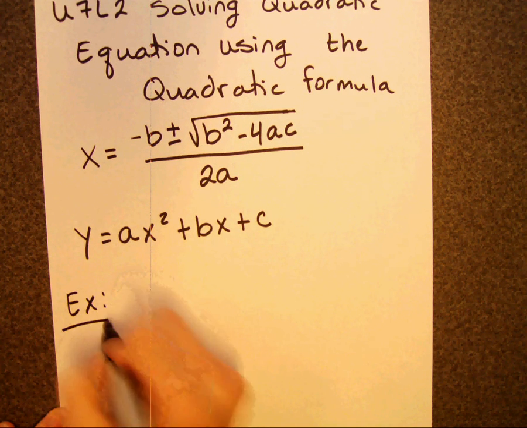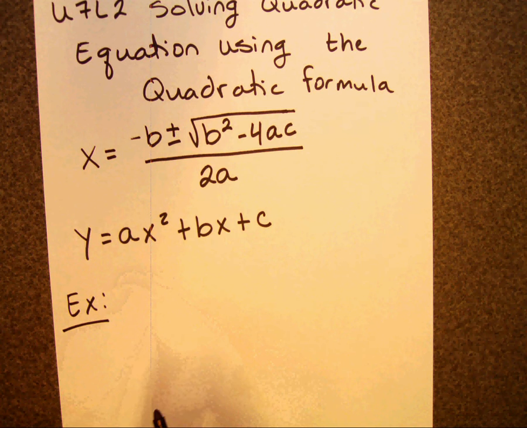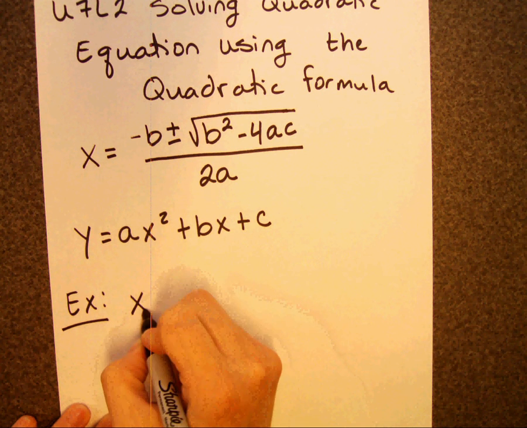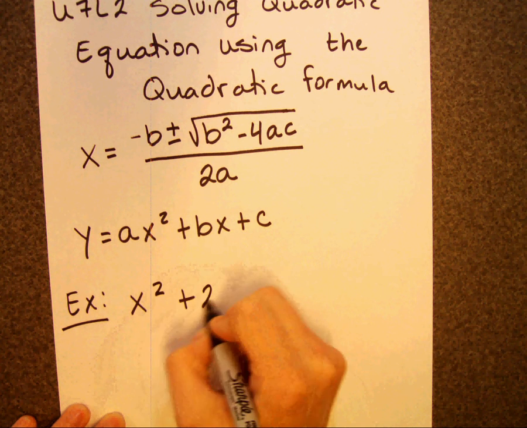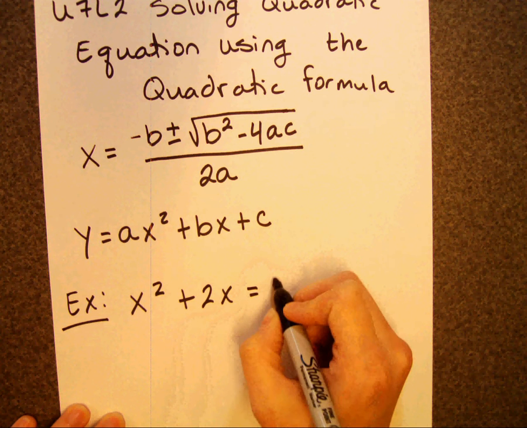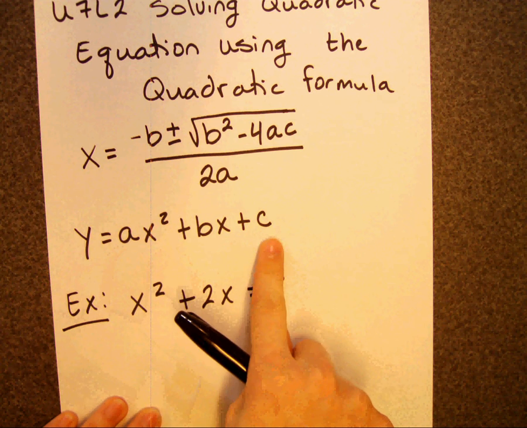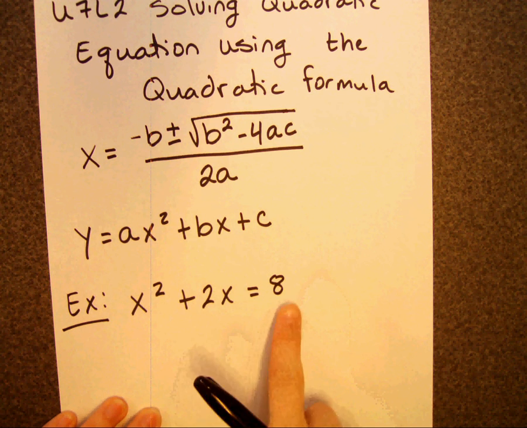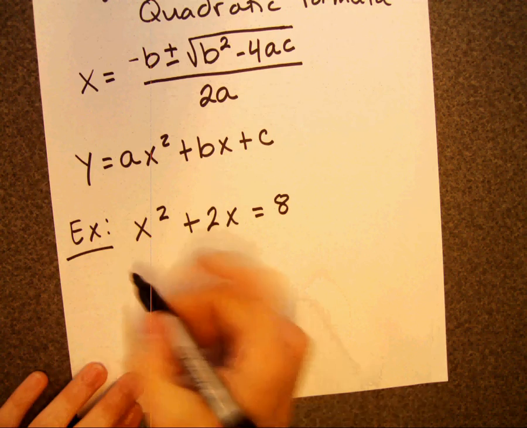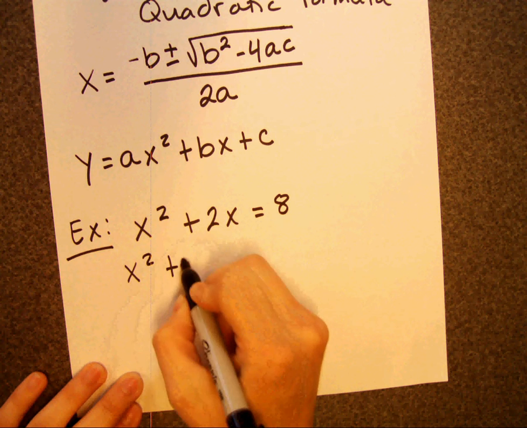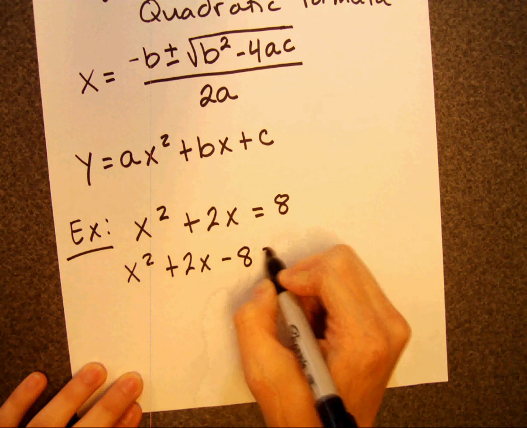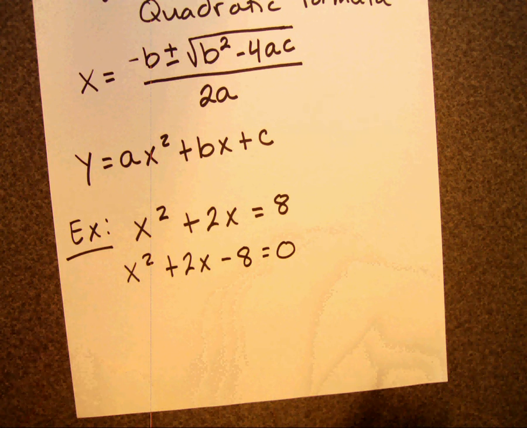So let's look at an example. Let's say I have x squared plus 2x equals 8. Now, in order to use the quadratic formula, I need everything on the same side of the equal sign and 0 on the other side. So I need to move this 8 over. So I get x squared plus 2x minus 8 equals 0.